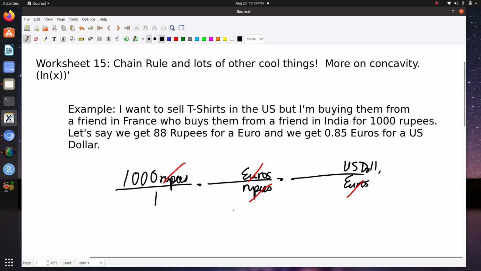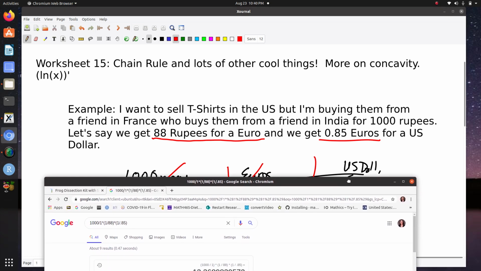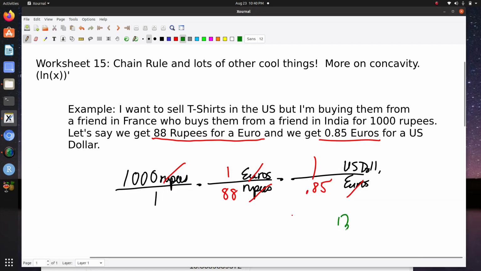How many euros per rupee or rupees per euro doesn't really matter which one you put in, as long as it's consistent. 88 rupees for €1, and then 0.85 euros for a US dollar. And then we can just calculate this. What do we get? We get 13.36, so it's about $13.37. I hope it's a really nice t-shirt. Okay, so that's how you would do that.